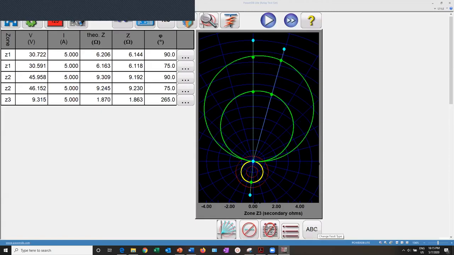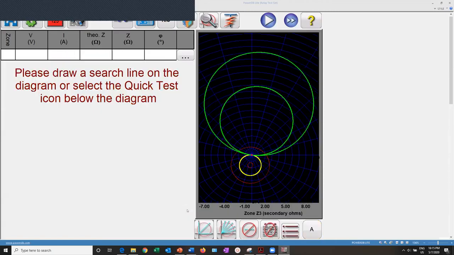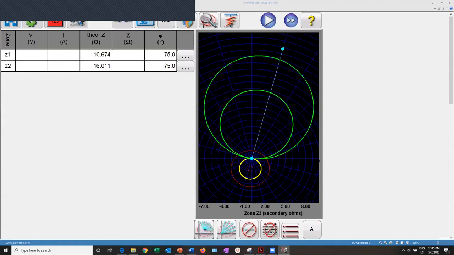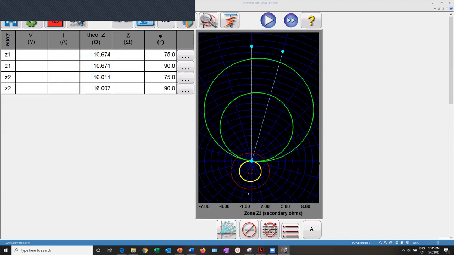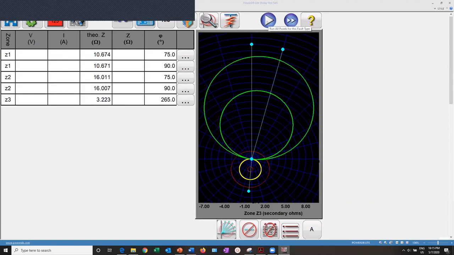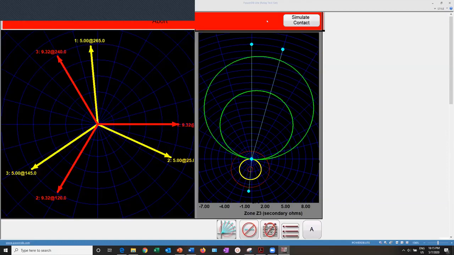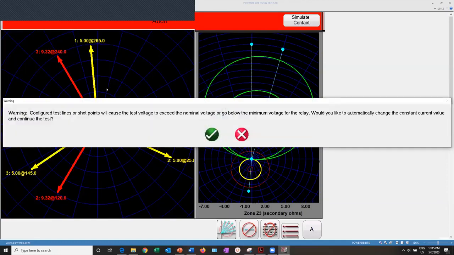If I now select the ground fault, I can go ahead and select 3 points, the same thing that we did before, and we can run it again. Now it's telling me that the configured test line to short points will cause the test voltage to exceed the nominal voltage. Now, why is that?